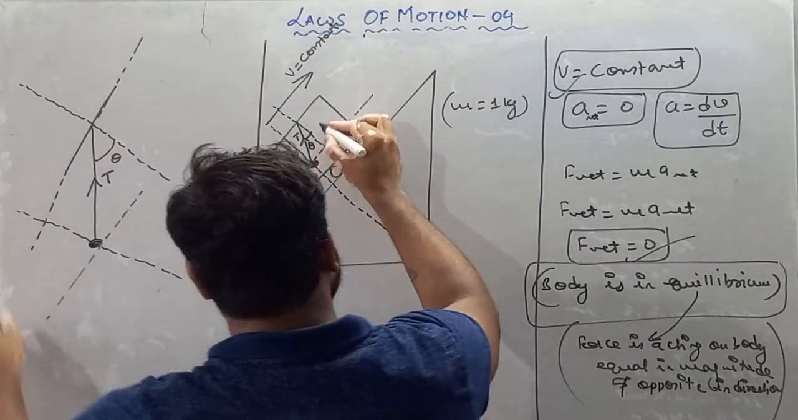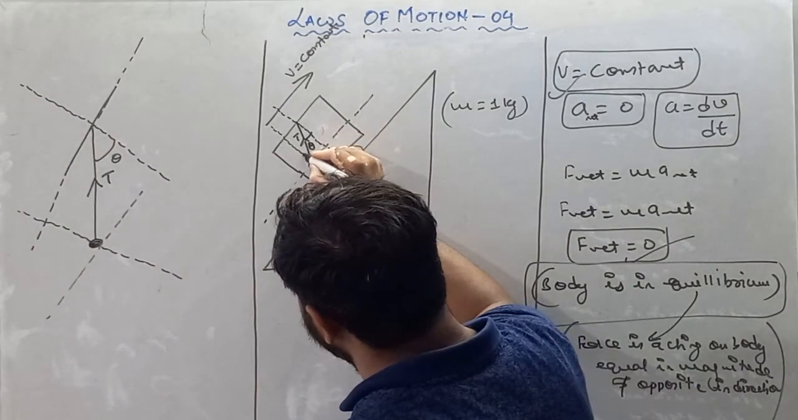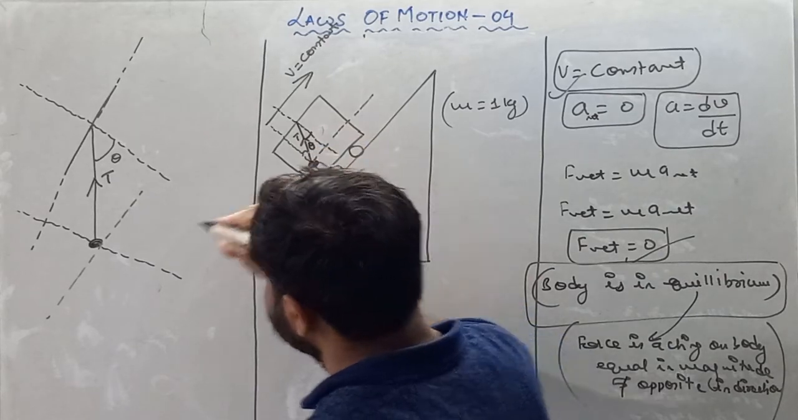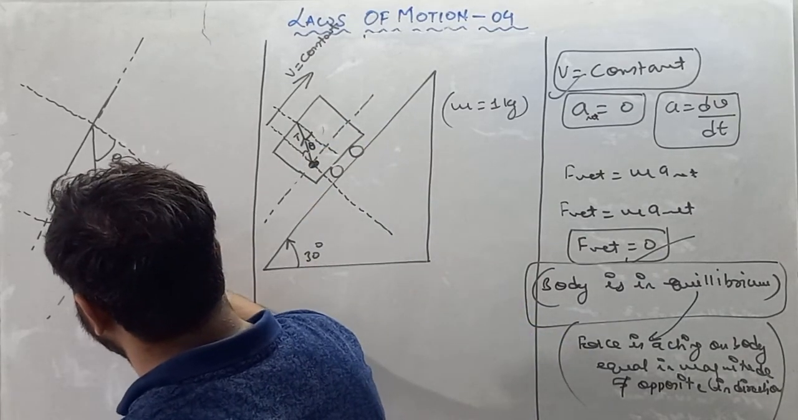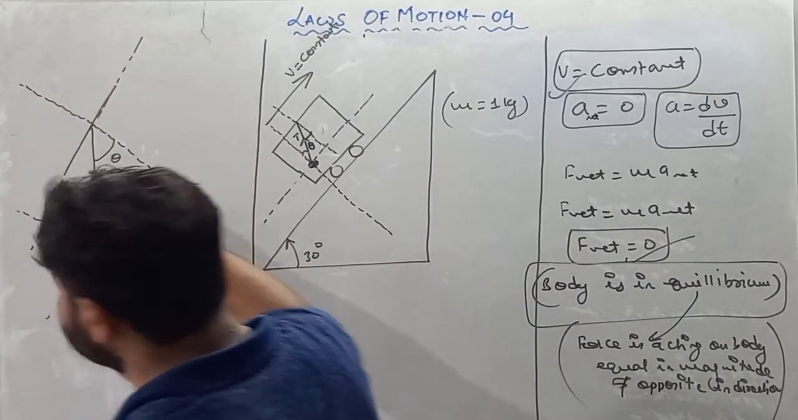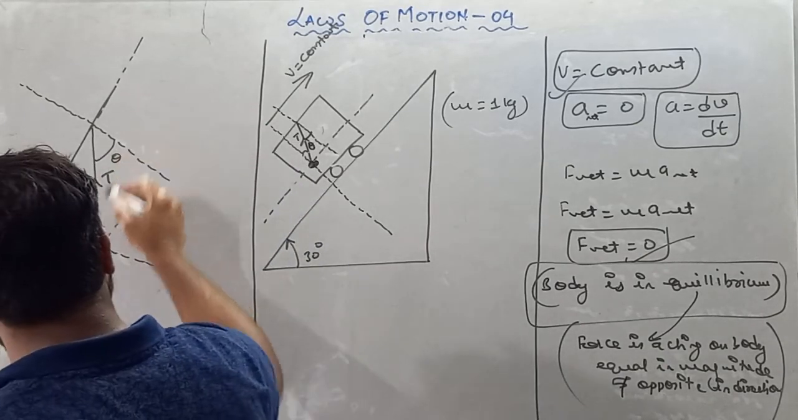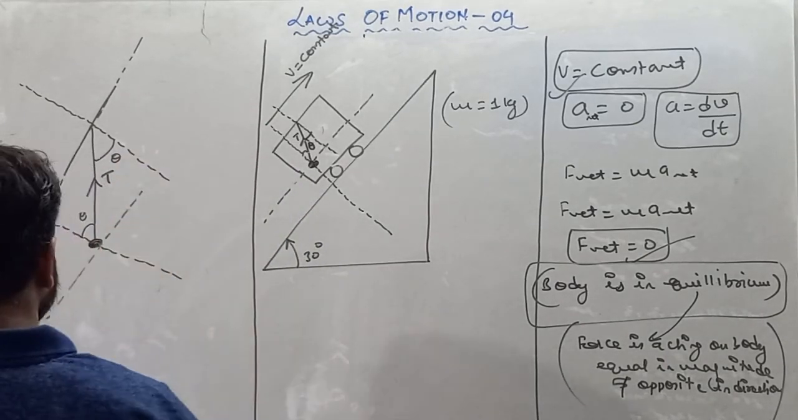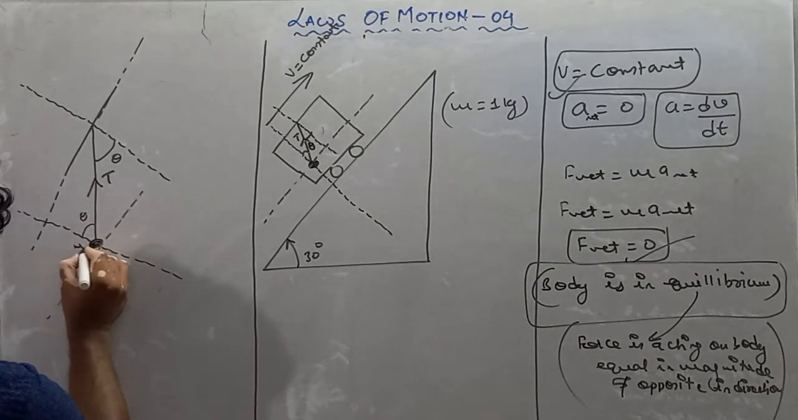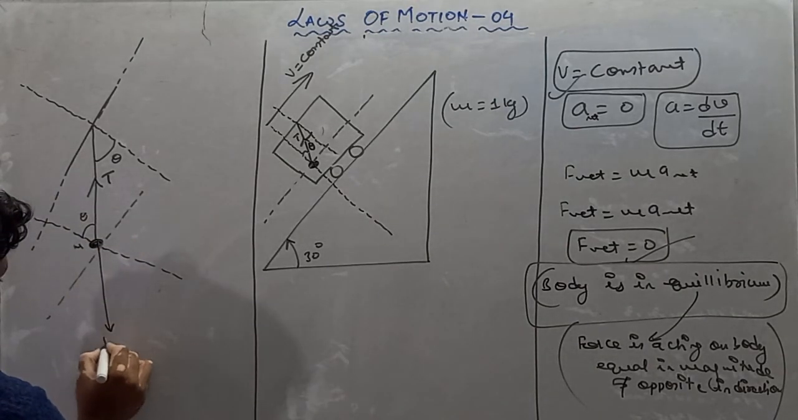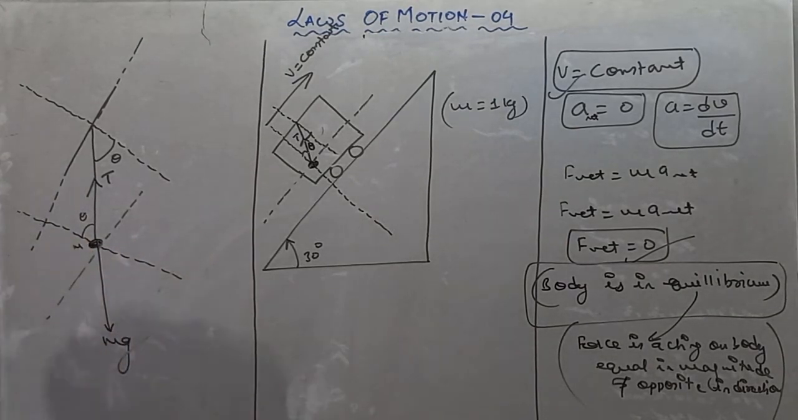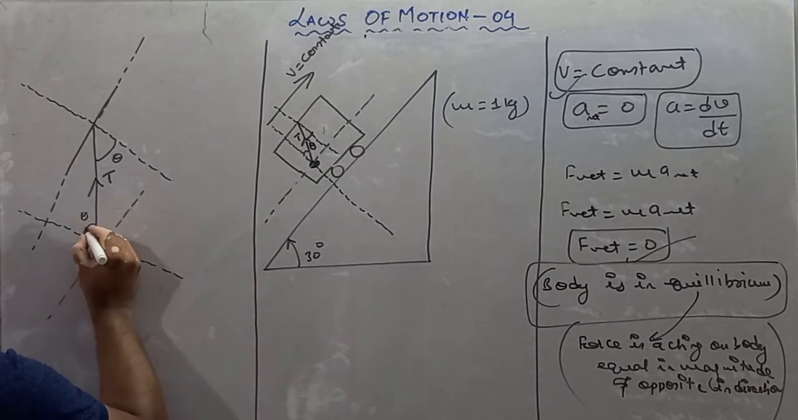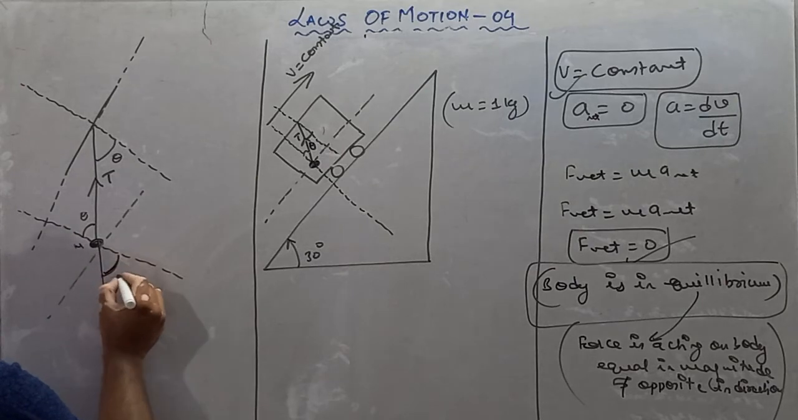Now see, if this angle is theta, then this angle is also equal to theta, because this line and this line are parallel to each other. Moving forward, if mass is given, then we know that weight is also there, it is mg.